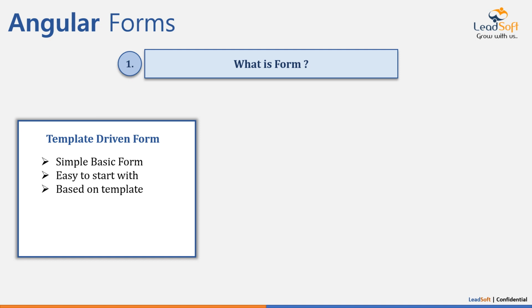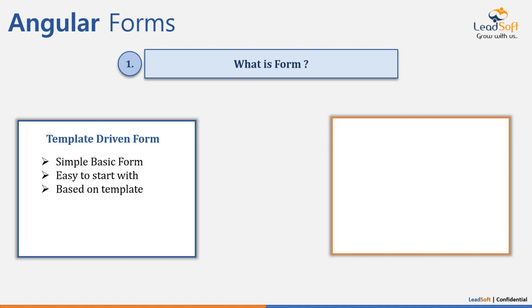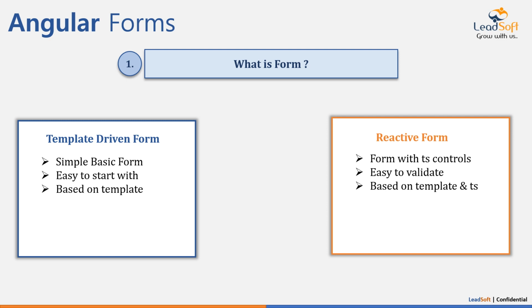The other type of Angular forms is the reactive forms. With reactive forms, we have forms with TS controls, that is TypeScript controls. Every single control of a form is driven or bound with the TypeScript file, and it is easy to validate, and it is based on the template as well as the TypeScript backend. These two types of forms are the ones most used in Angular.